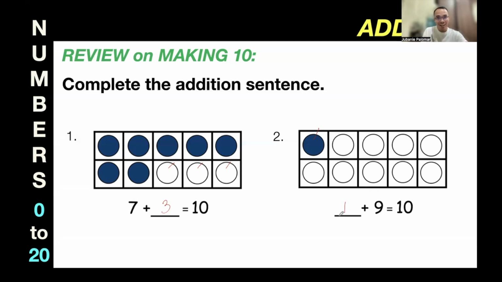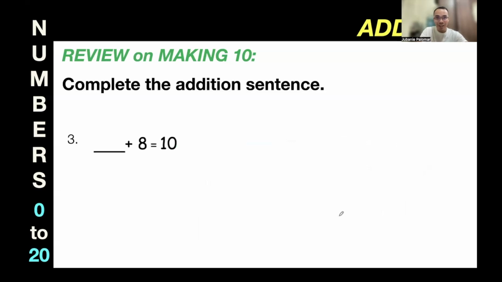All right? Now for my next examples, under this review portion, I'm not going to provide 10 frames. Let's have number 3. Blank plus 8 equals 10. What do you think is the missing number? We will put 8 in mind and then count on until we get 10. 8, 9, 10. The missing number is 2. Did you get it right?